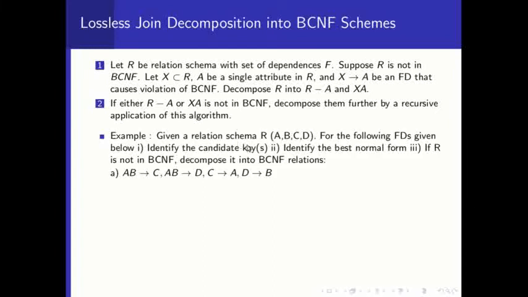Example: given relation schema R(A, B, C, D) with the following FDs given below. Identify the candidate keys. Identify the best normal form. If R is not in BCNF, decompose into BCNF relations.